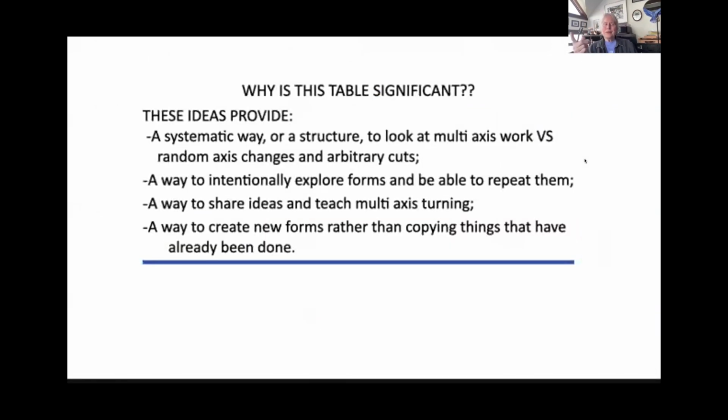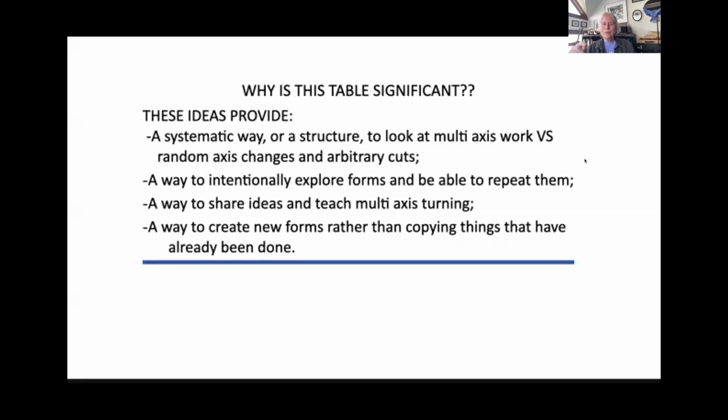Why is this significant? Well, it took me years to understand why I thought it was important. I couldn't articulate it. I sort of knew it, but it's taken me a long time to verbalize it. It's a system. I knew it was a systematic way or a structure to look at multi-axis work versus random axis changes and arbitrary cuts, which is what most of us have done when we're experimenting with this. It's a way to intentionally explore forms and to be able to repeat them. It's a way to share ideas and teach multi-axis turning. It's a vocabulary, which I think is really important.